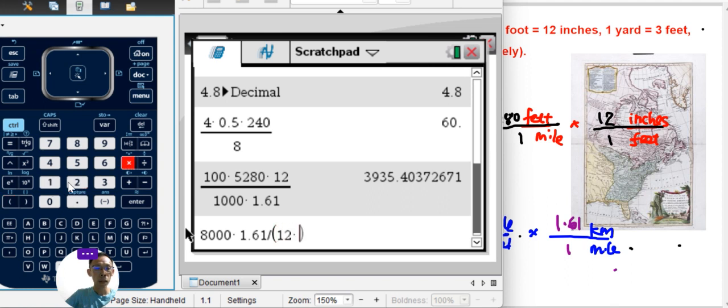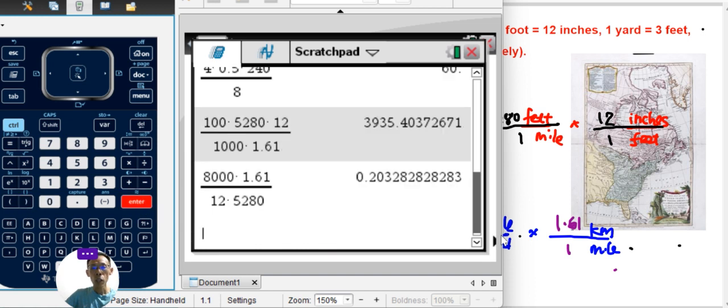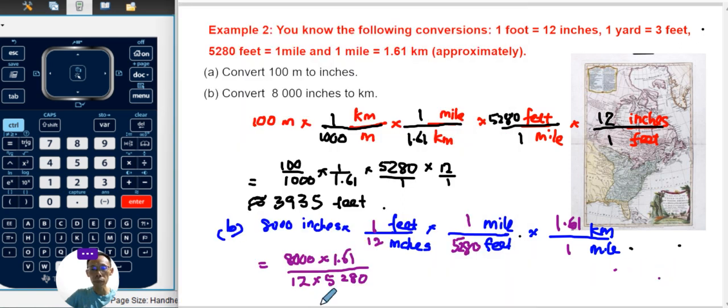12 times 5280 and close the bracket, and then press enter. So this is what I get, about 203 kilometers to 3 significant figures. All right. Thank you very much.